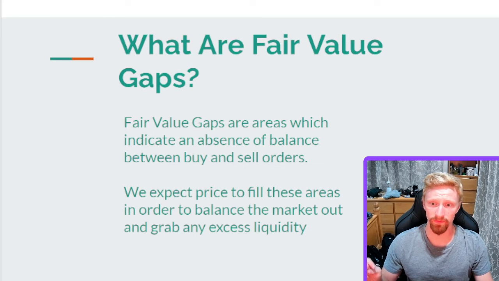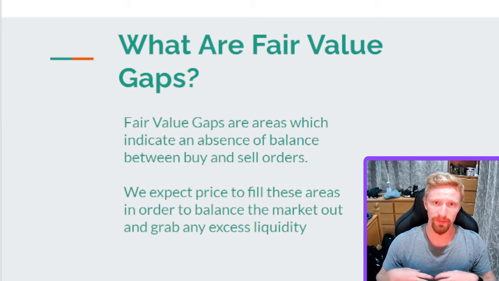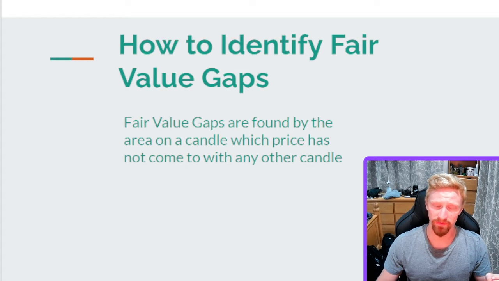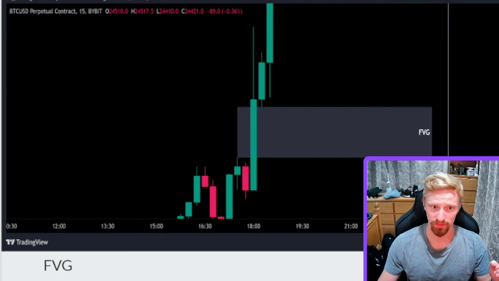So what are fair value gaps? Fair value gaps are areas which indicate an absence of balance between buy and sell orders. Because if there's this imbalance, we expect price to fill these areas in order to balance the market out and grab any excess liquidity. So how do we identify fair value gaps? Fair value gaps are found by the area on a candle which price has not come to with any other candle. That might be a bit of a confusing definition, so let's take a look at two examples and hopefully you can see how to chart them.